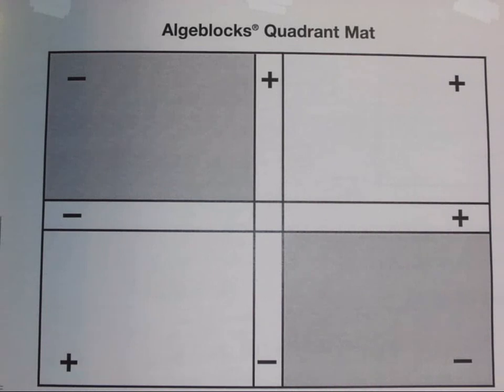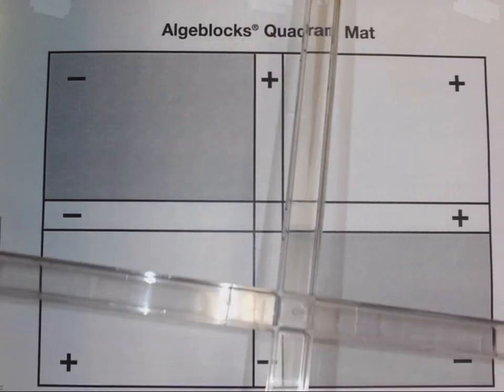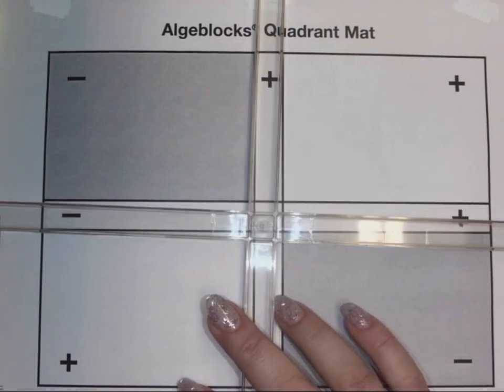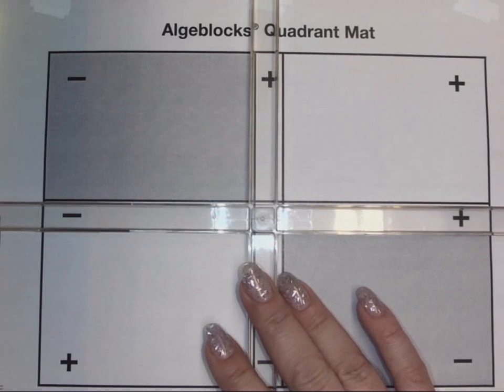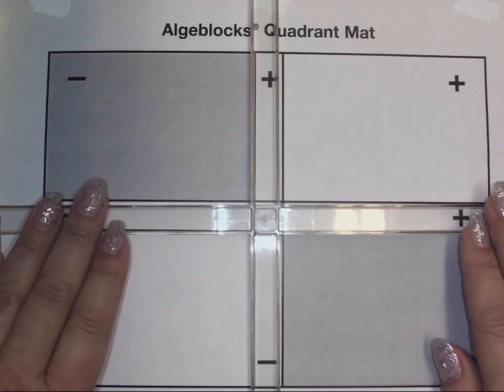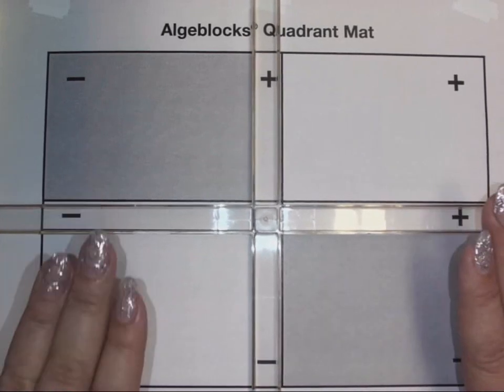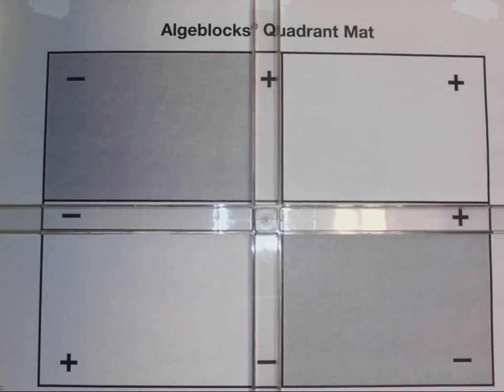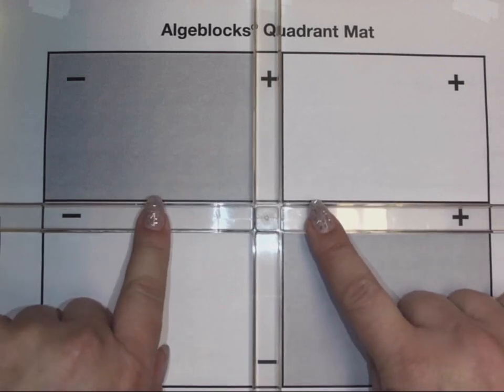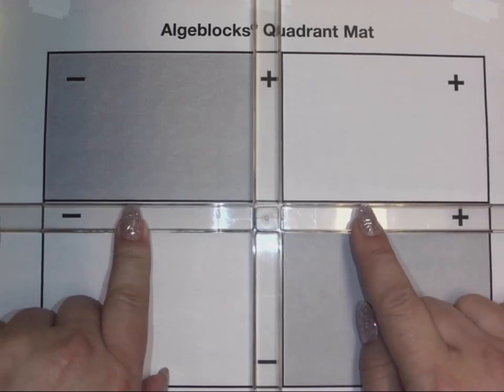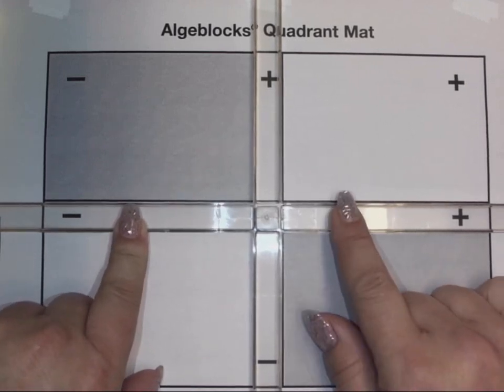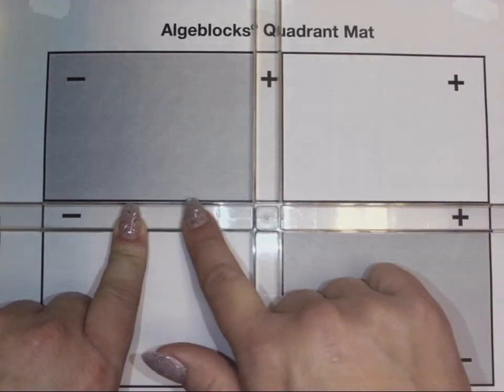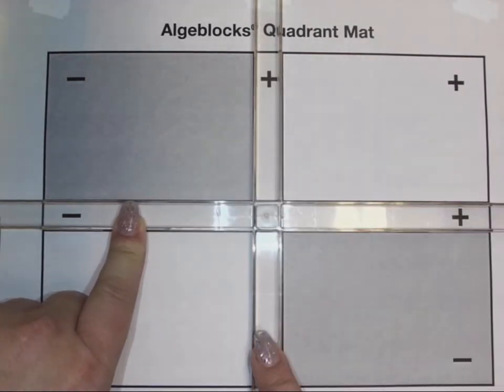And in Algeblocks, they come with yet another little lovely piece that looks like this. And you can tell if you have the big quadrant mat like I do, what? The factor track, that's what this plastic piece is called. That's where my factors are going to be stored. The factor track actually sits right on top of what we know is the x and the y axis.